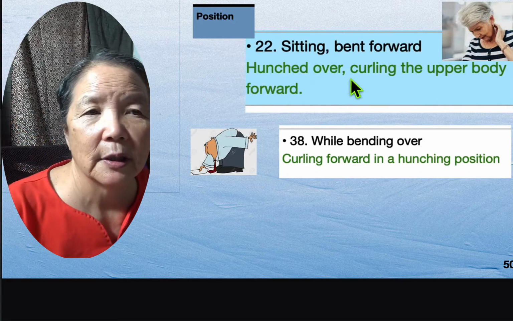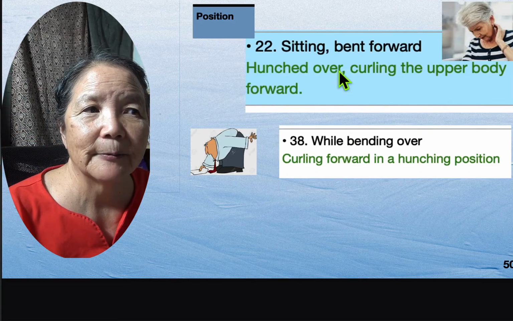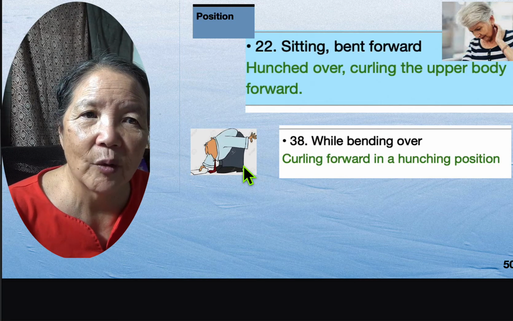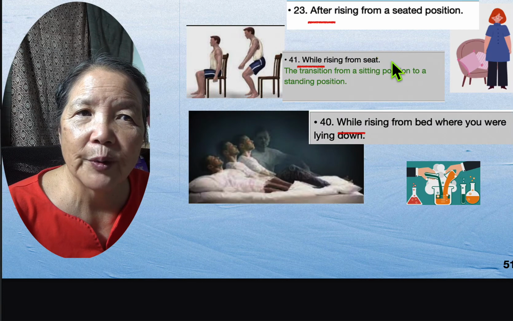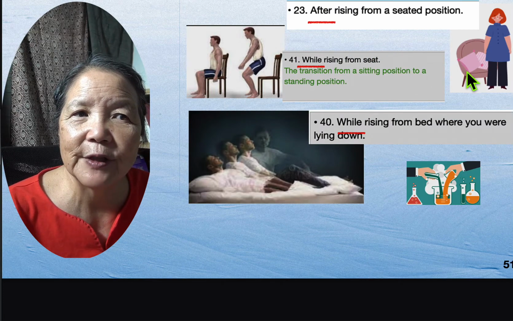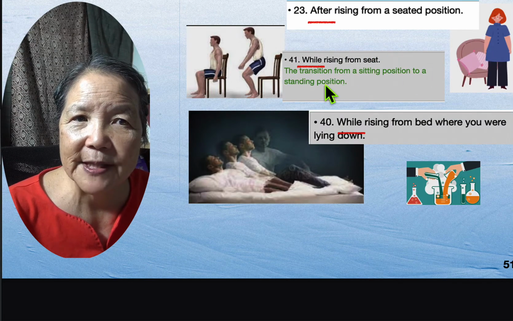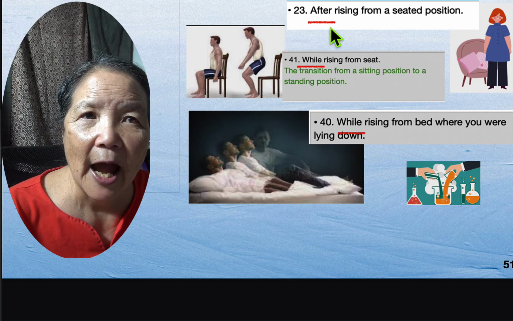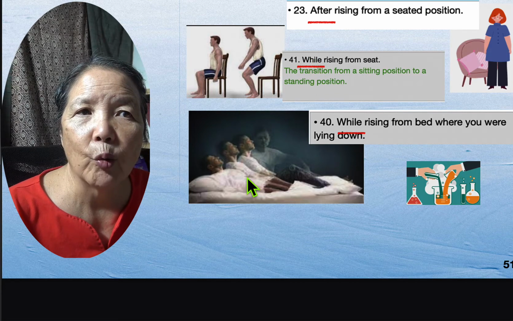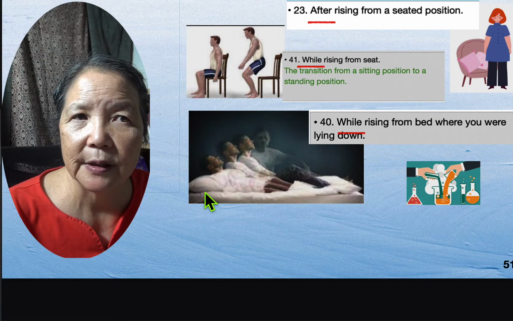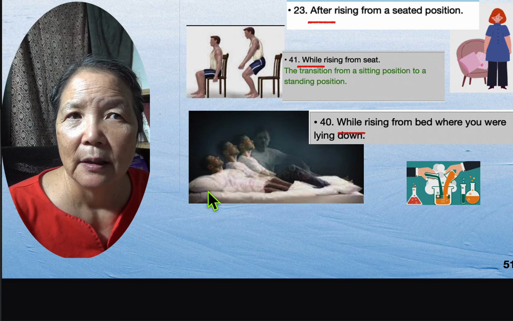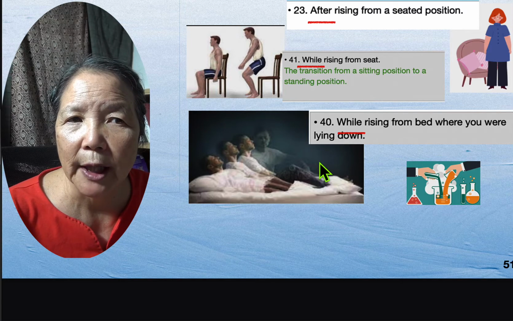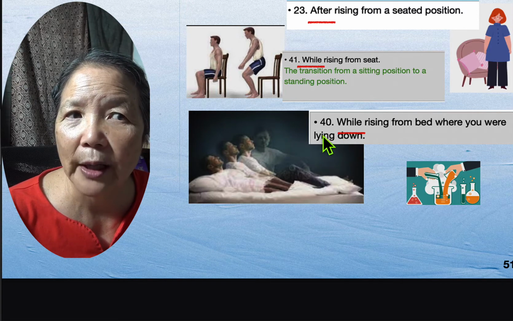Again, this is the bending forward. And bending forward from a sitting position is different than bending forward from a standing position. Here, this is a matter of timing. After rising from a seat and while rising from a seat. These are not the same. Rising from the bed where you were lying down. Often you've been lying down for a while, so you've been still, and then getting up. These are different kinds of situations.